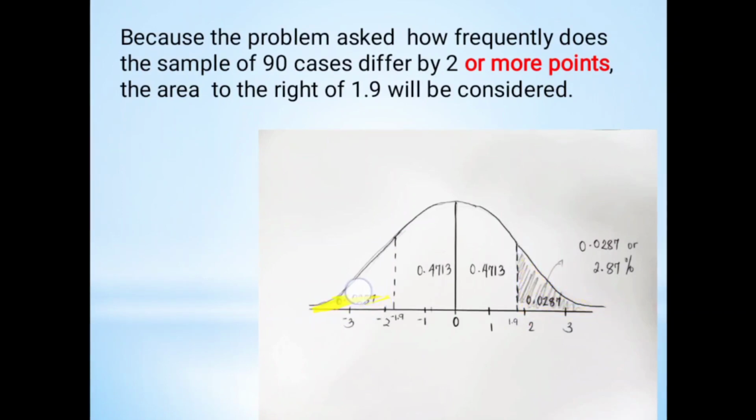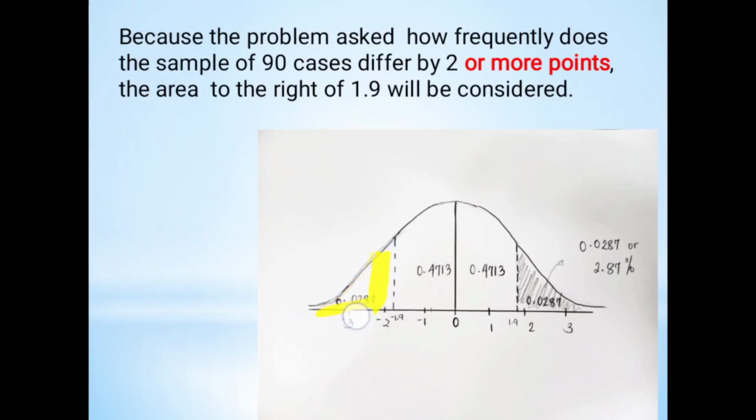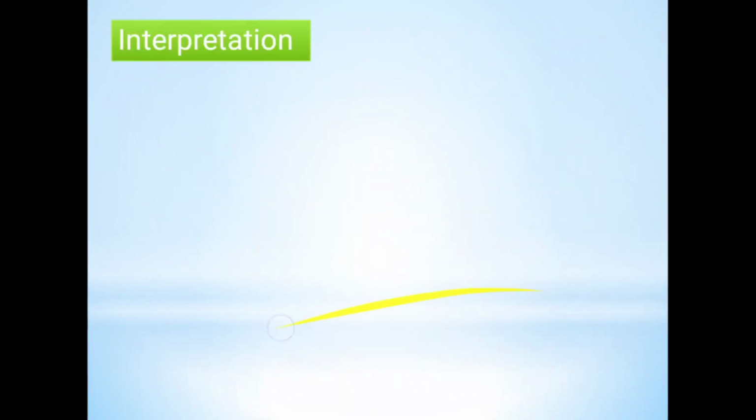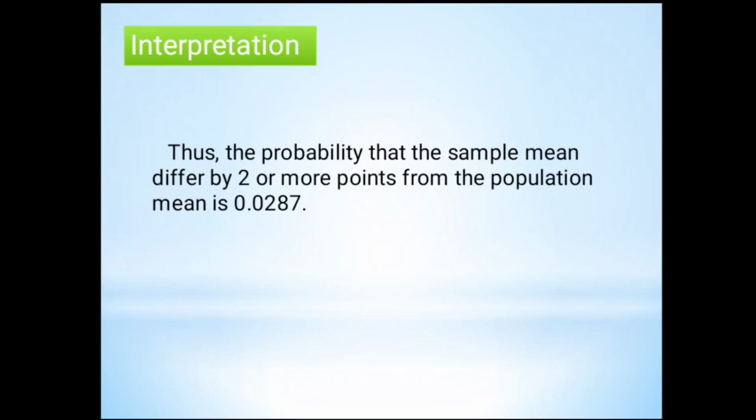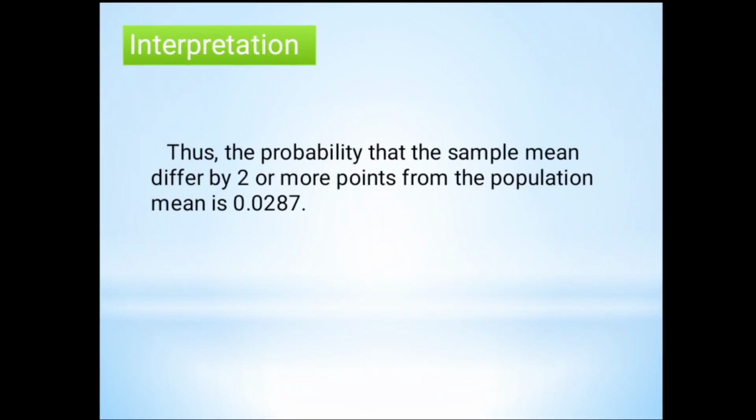And 2.87% of the sample means are here as well, because the curve or the graph is symmetric, okay? So our interpretation for that is the probability that the sample mean differs by 2 or more points from the population mean is 0.0287. Okay? So, again, let's recall the steps.